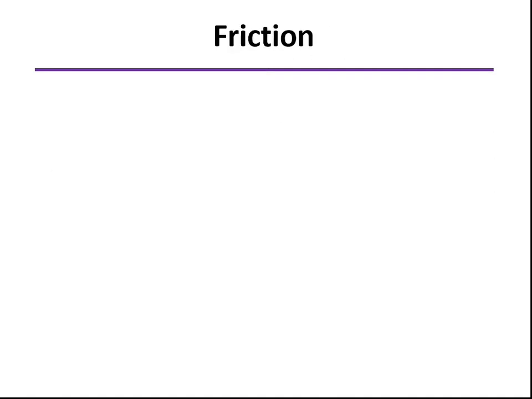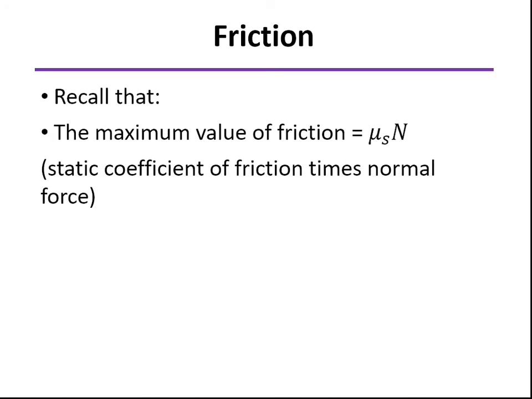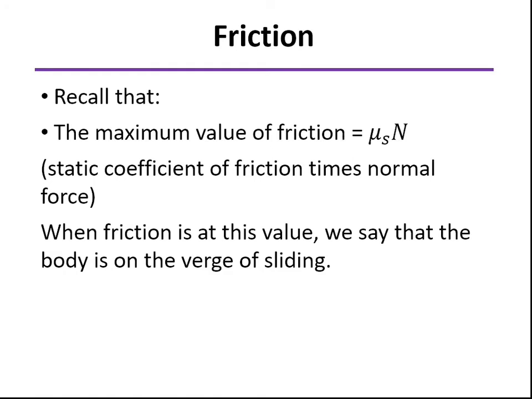A lot of the problems will involve friction. So as you recall from statics, remember that the maximum value that a friction force can have is the static coefficient of friction times the normal force. And when the friction reaches that value, we say that the body is on the verge of sliding. In other words, that's the maximum value, so if you increase the force a little bit, the friction cannot increase any further, and so the body will begin to slide.